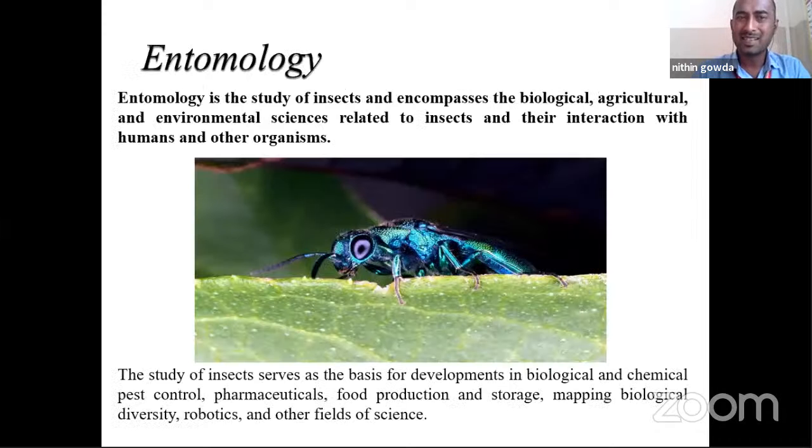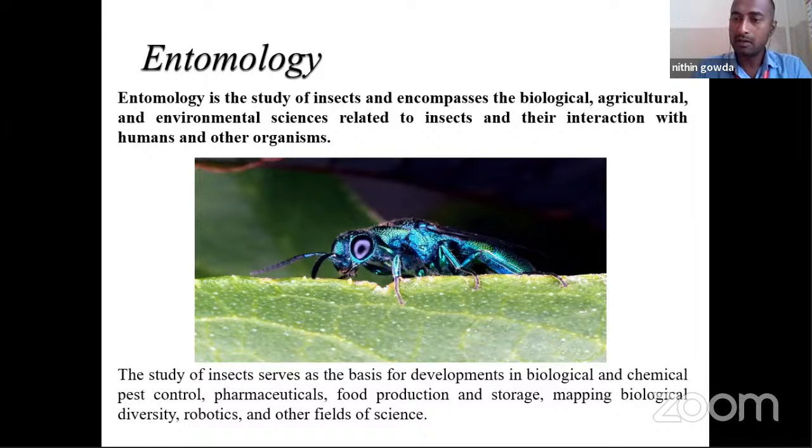Firstly, what is entomology? Entomology is a branch derived from zoology. We are going to study only insects, their biological background, their environment-related background, and their interaction with other organisms. That's what we call entomology. The persons who work in this field are called entomologists. Entomology is a department that comes under zoology.